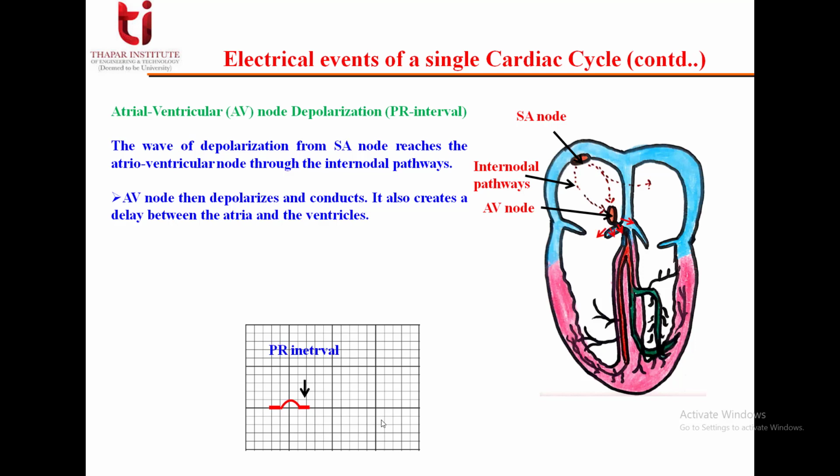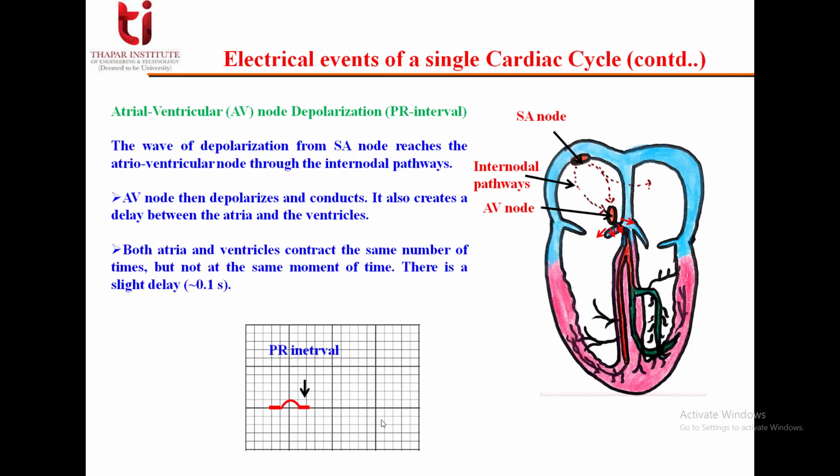So now after the SA node, this AV node will depolarize through these internodal pathways, and this makes that delay between the contraction of the atria and the ventricles. So both the atria and ventricles contract the same number of times, but not at the same moment of time. There is a slight delay, and that is approximately 0.1 seconds.